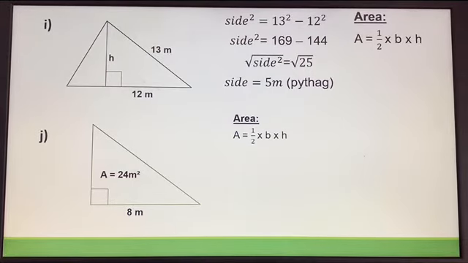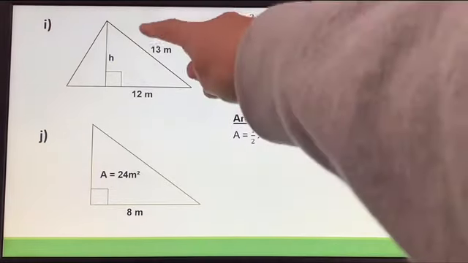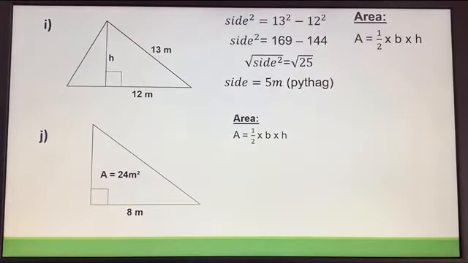Area is equal to a half base times height. Your base is the bottom, which is 12, and your height is 5 meters, the one you just filled in. Do you see they're putting that 13 over there? They're doing that to trick you. Remember, you're putting in the perpendicular height. So fill it in. Multiply 12 and 5, half your answer, and you should get 30 meters squared.